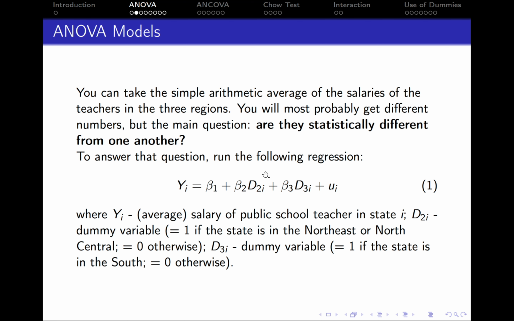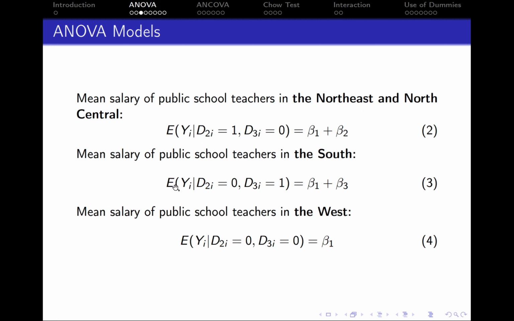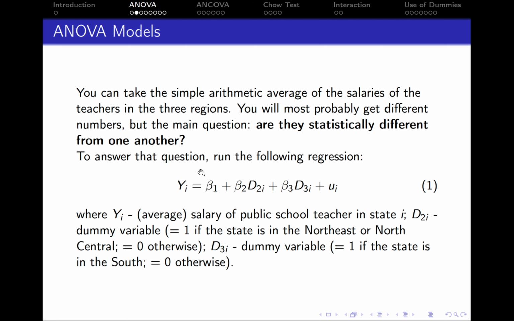To answer that question, we need to run the following regression. We regress y, the salary of the public school teacher in state i, on beta 1, which is the intercept, plus beta 2 multiplied by d2, where d2 is the dummy variable that takes the value of 1 if the state is in the Northeast and North Central, and is equal to 0 otherwise. If we take a teacher from the north, the dummy variable will be equal to 1. However, if we take a teacher from the south, this dummy variable will be equal to 0. Then let's move to the next variable, beta 3 multiplied by d3.